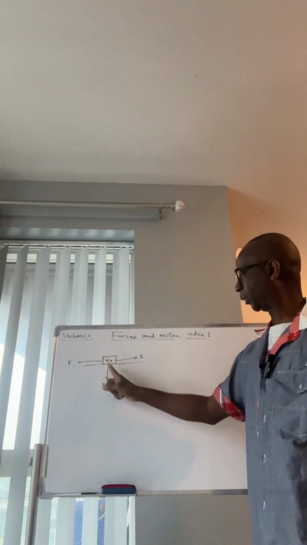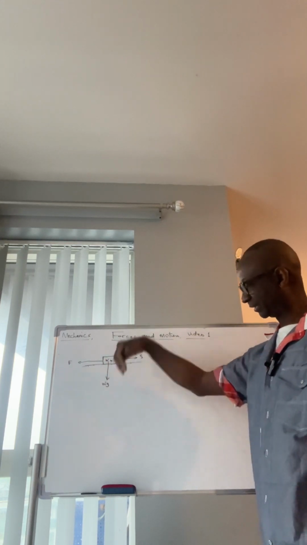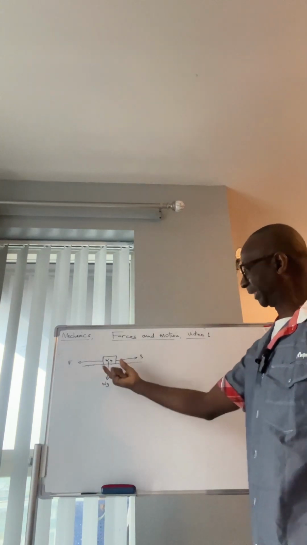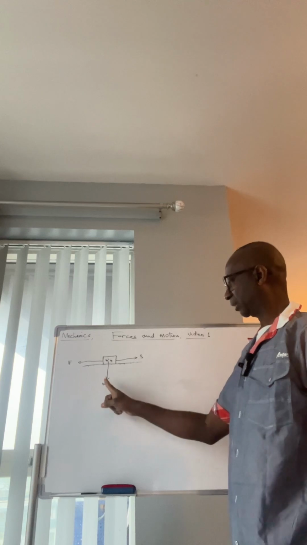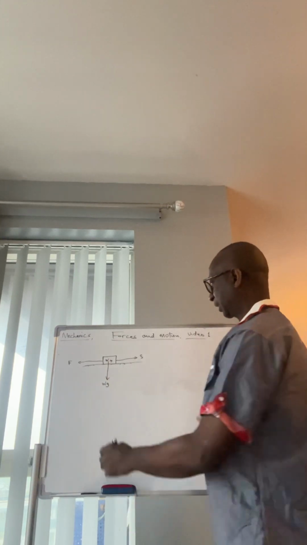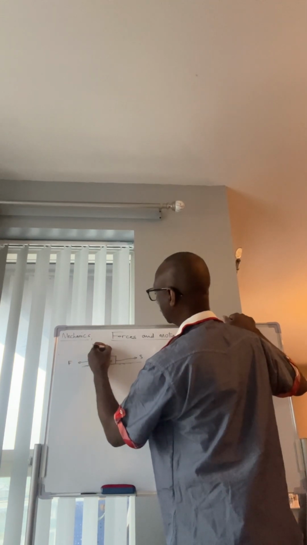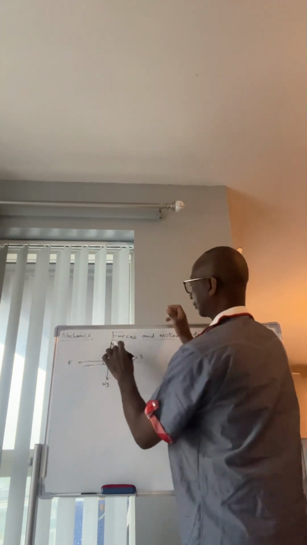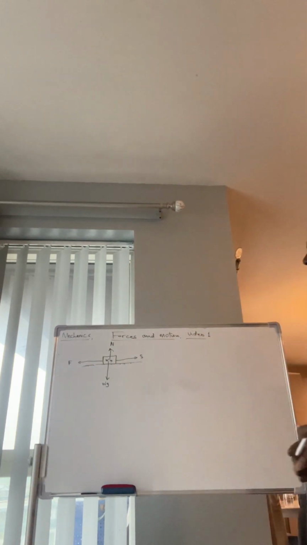Now, the weight of the block is acting downwards. It means there is a normal force on this surface that is equal to the weight acting downwards, which we call N. That force, we call it N. So these are the forces that will act on the block.